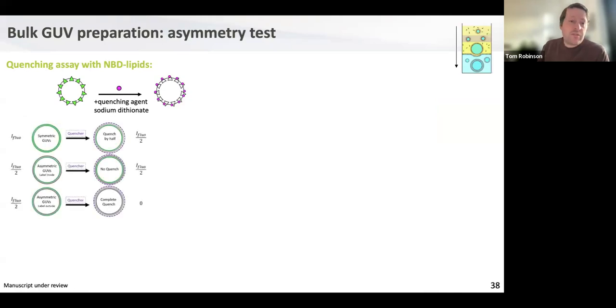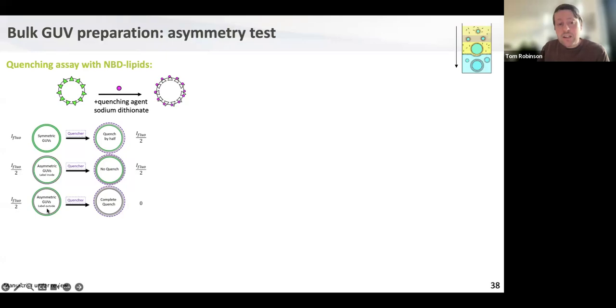And the way that it works, for those of you who haven't done this before, is that in the case of symmetric GUVs, if we add the quencher to the outside, then we expect only the outer leaflet's fluorescence to be quenched. So you would have half the signal. In the case of asymmetric, when the label is just inside, there would be no exposure to the quencher. So that's actually wrong. So you'd see no quenching.